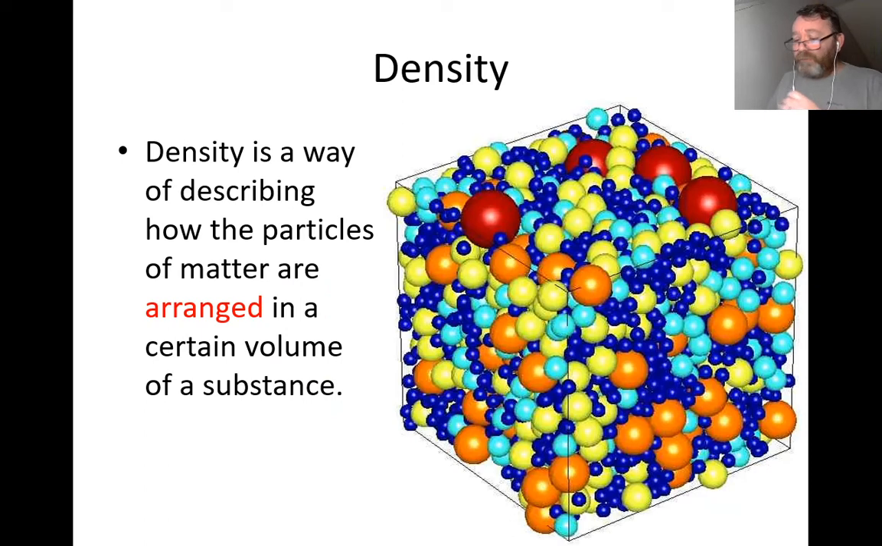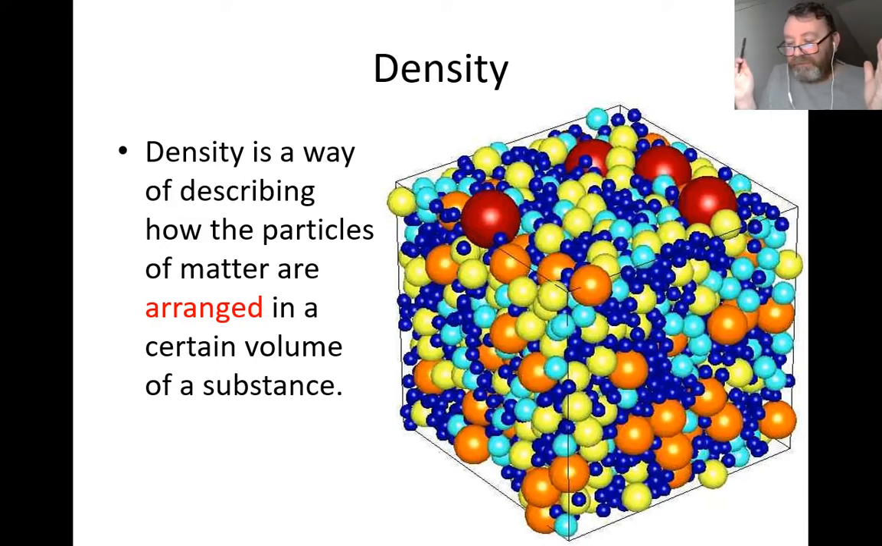Now, as we said already, density is dependent upon two of the measurements we met in the previous chapter, mass and volume. So when you take mass and volume together, think about it: mass is the amount of matter in there, volume is the size.